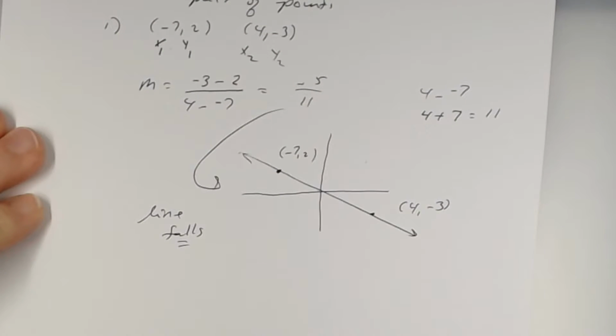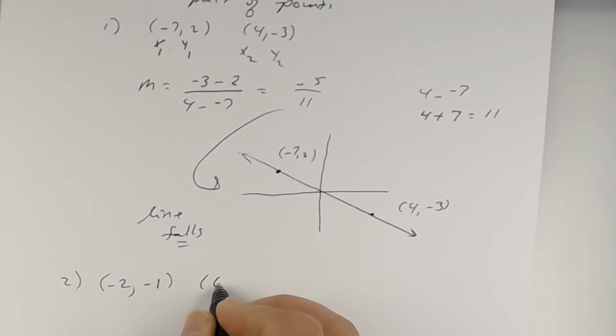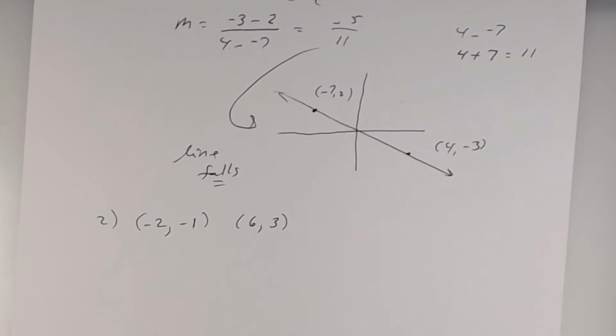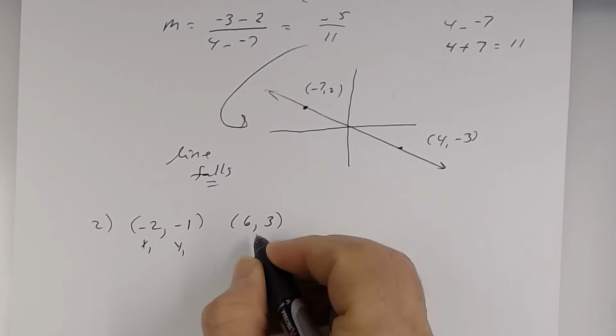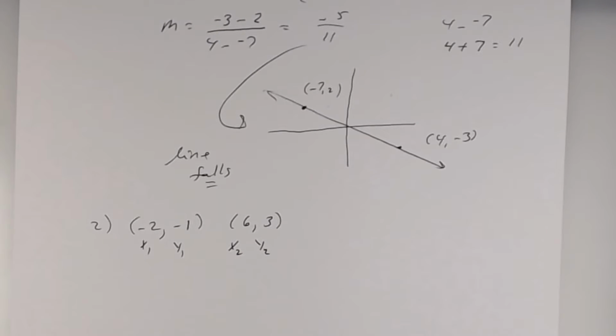All right? Let's look at number 2. So plug and chug. Number 2: negative 2, negative 1, 6, 3. Negative 2, negative 1 is your first point, and 6, 3 is the other. Label your points. So let's call this x1. This will be y1. This is x2, y2.